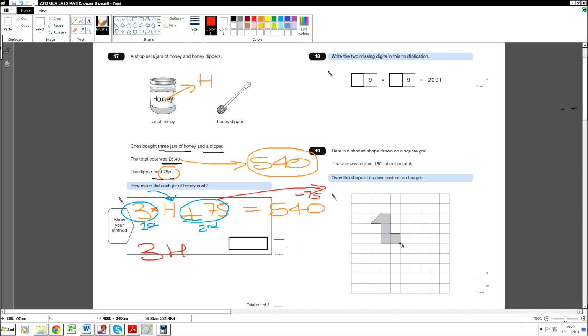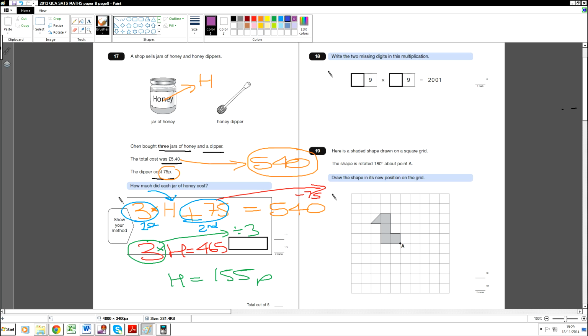465. Okay, 465. Right, next line. Now, opposite of times by 3 — you move that last. Opposite of times by 3 is divide by 3. So the honey is equal to 465 divided by 3, which is 155. 155 pence.